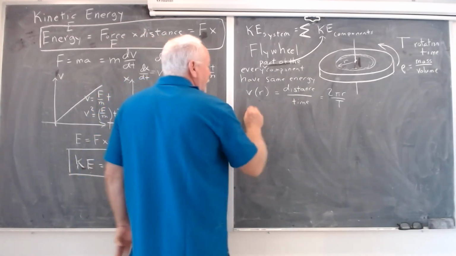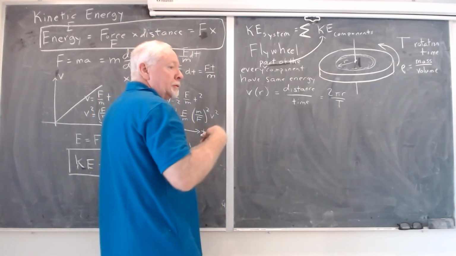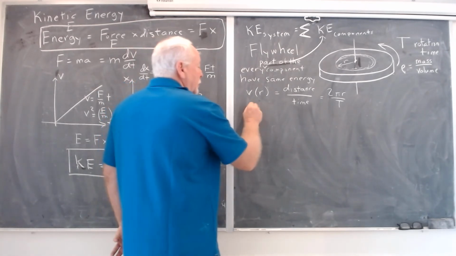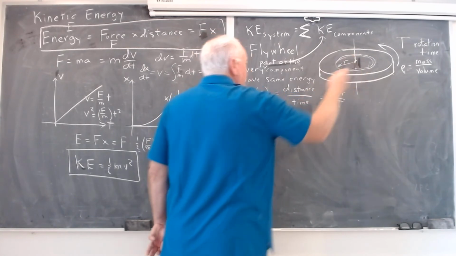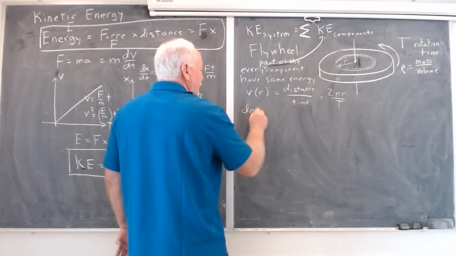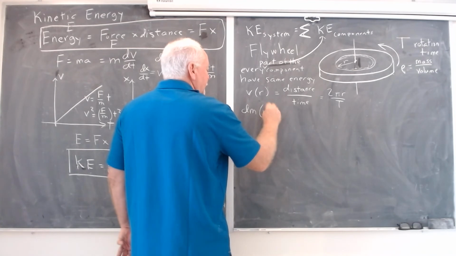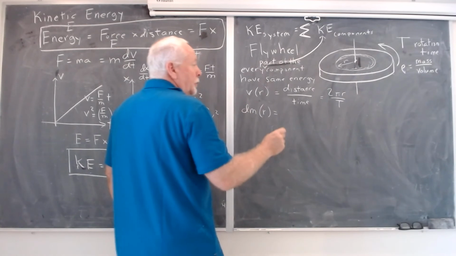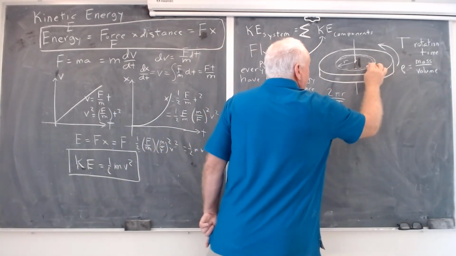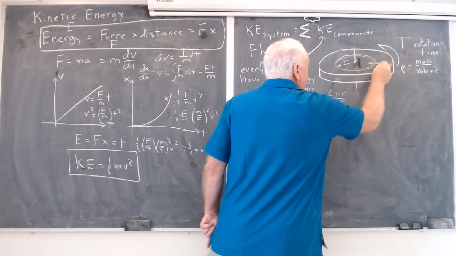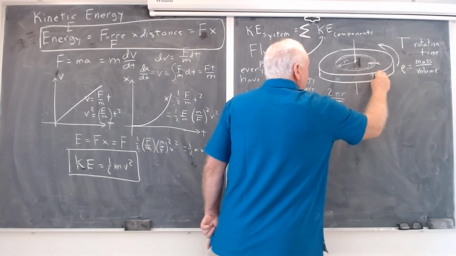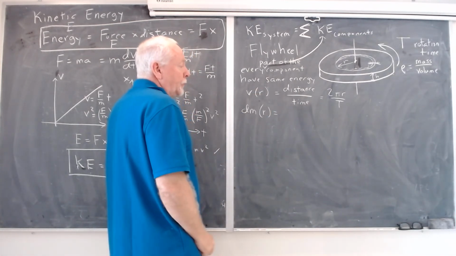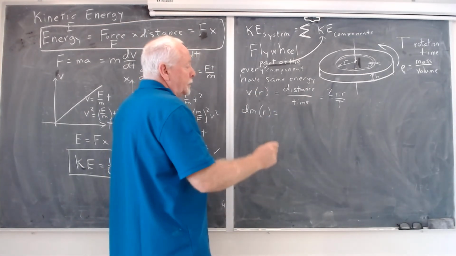Now, here I'm going to jump ahead and realize that I'm going to be doing an integral. So instead of writing the mass of the shell at R, I'm going to write the differential mass of the shell at R, because it will be a differential. Now that's equal to the thickness of this shell times H, the height of the flywheel.